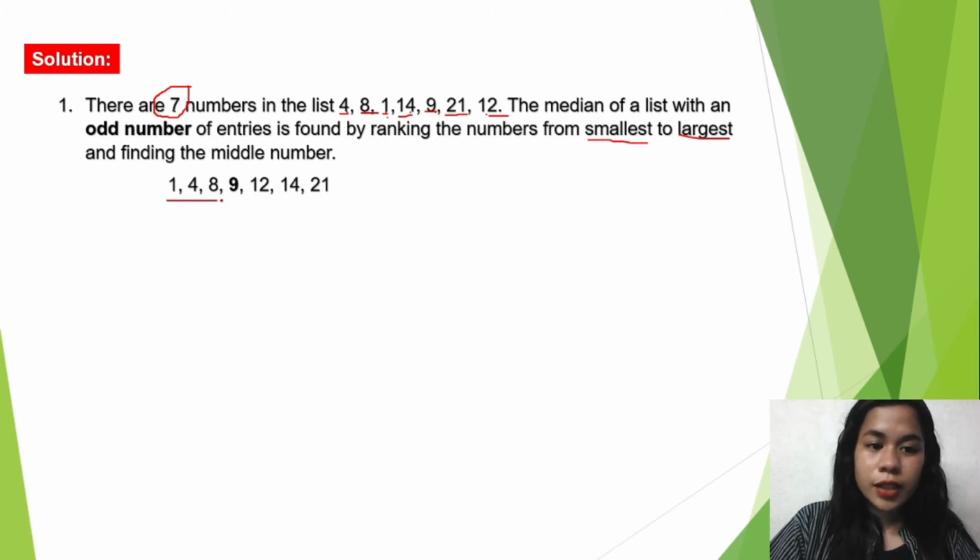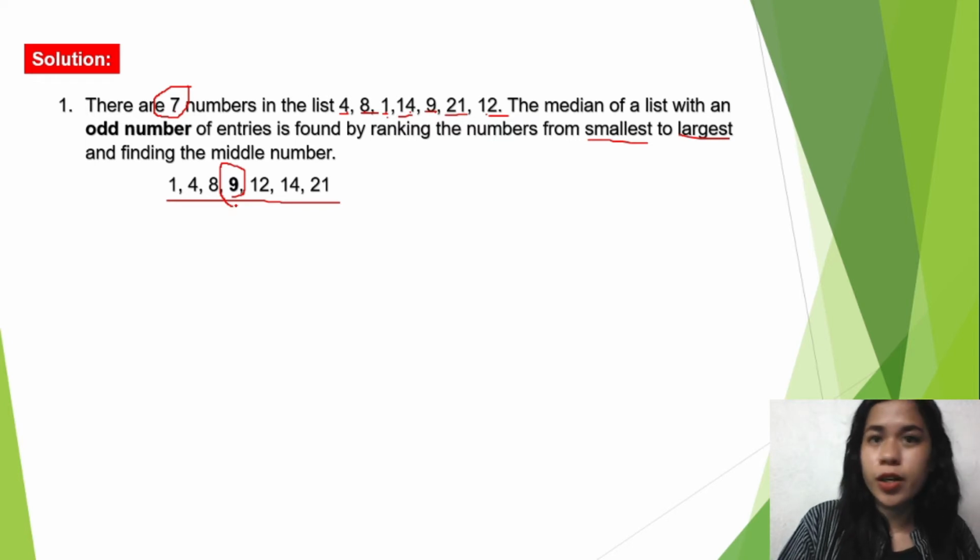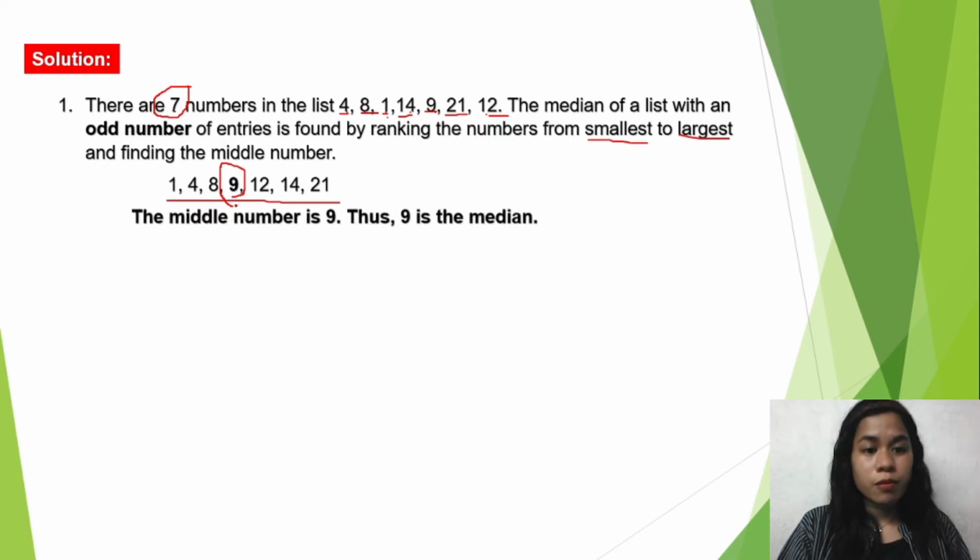So, rank them from smallest to largest. Now, since it is odd, as I said a while ago, we need to get the middle number of this given set of data. So, we have 1, 2, 3, 1, 2, 3. To get the middle number, we have 9. Therefore, since 9 is the middle number, 9 is our median.